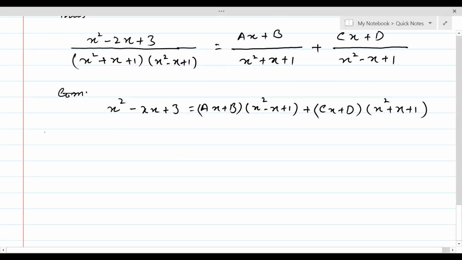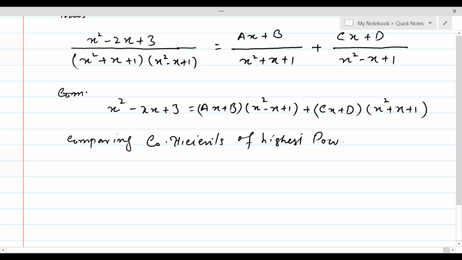Now we will be comparing coefficients of highest powers of x, which is x cube. But because there are 4 constants which we need to find out, therefore we will need 4 equations. So first equation we will get by comparing coefficients of x cube. The second equation we'll get by comparing coefficients of x square. Third equation we'll get by comparing coefficients of x, and then the constant terms. So this way we are going to get 4 equations.